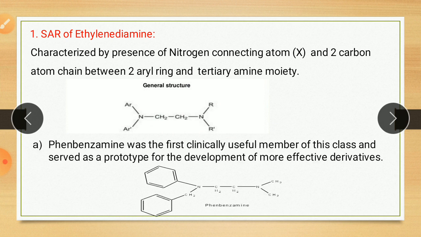In the first point, phenbenzamine was the first clinically useful member of this class and served as a prototype for development of more effective derivatives. So it is the first drug of this series, phenbenzamine. It contains nitrogen as the connecting atom, then CH2 as the ethylene bridge, then nitrogen, and then CH3 as the alkyl group. Of the aromatic rings, one is phenyl and the second is a benzyl group, that is phenyl with CH2. So this is phenbenzamine, the first drug of this series.